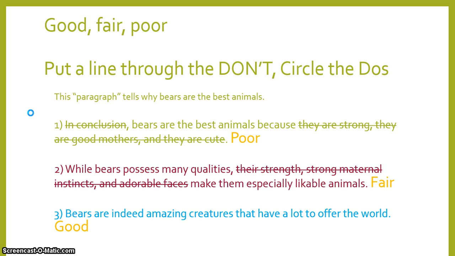Here are mine. "In conclusion," I crossed out, that's a don't. We talked about not saying that. "They are strong, they are good mothers, and they are cute." Those are don'ts because you don't need to list the examples. Here, I'm circling this just here: "Bears are the best animals." That is a do because they are stating the main idea.